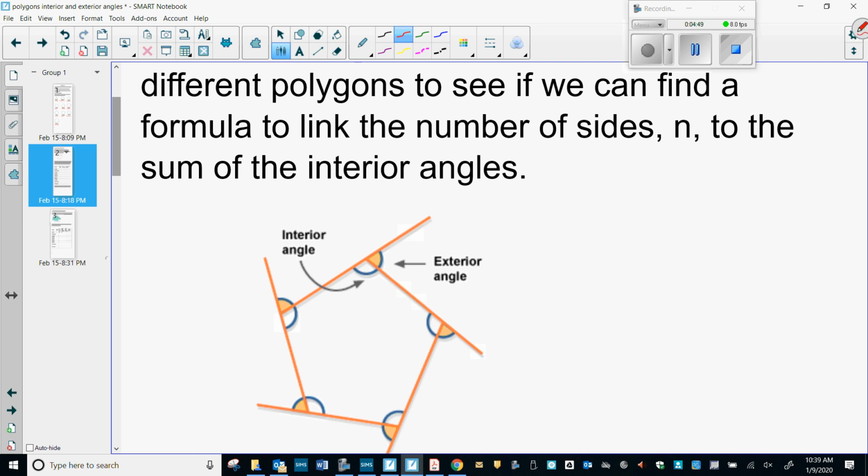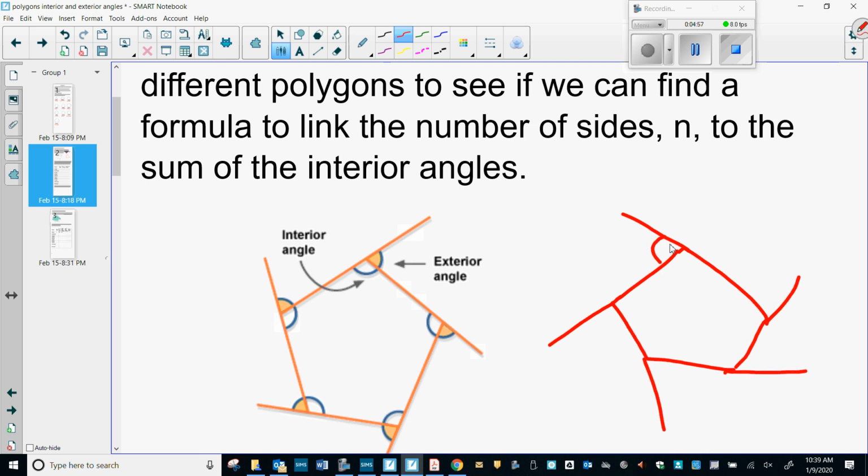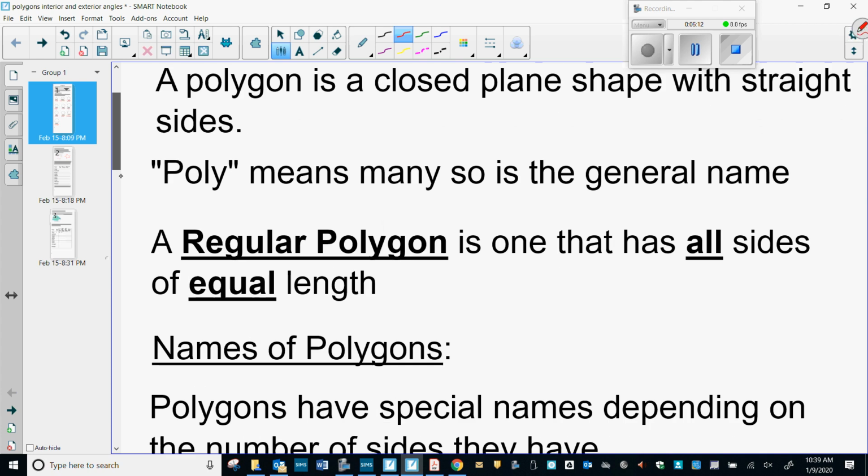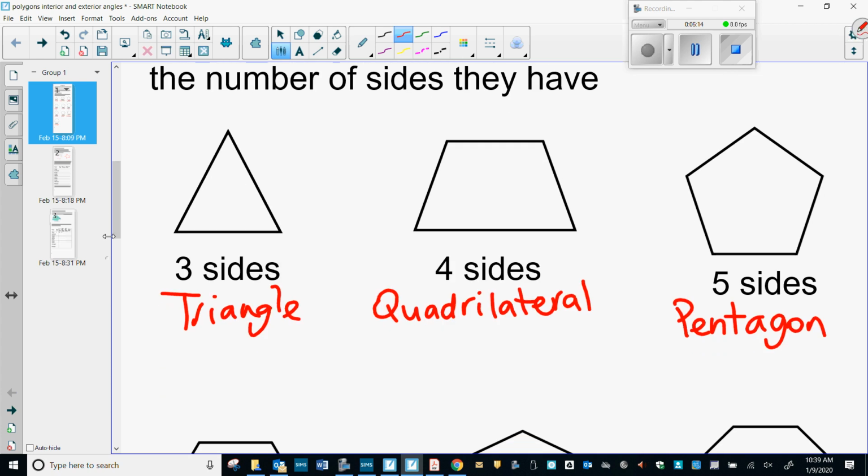If I'd had my pentagon, I could have extended them all in this direction, and these would have been my exterior angles. As long as the sides are extended in the same direction, they are classed as exterior angles, and the ones inside are my interior angles. We talked about this a little bit yesterday with the triangle and quadrilateral.